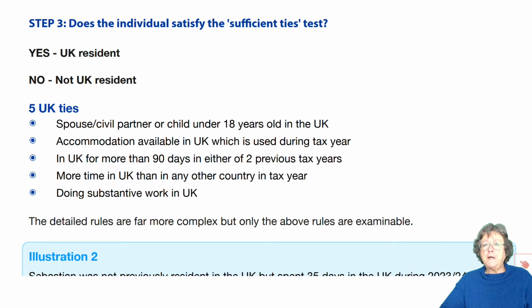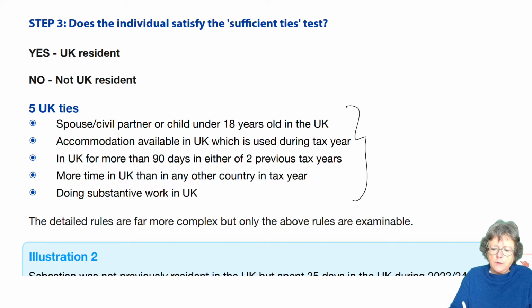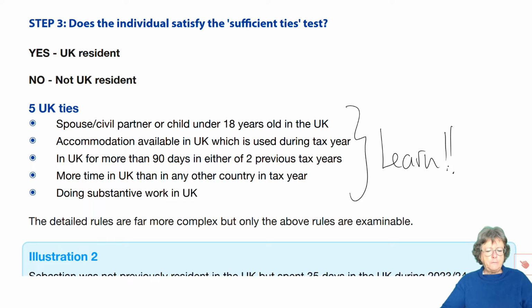There are 5 of them and you do have to learn them. Sorry, but you have to. Do you have a spouse or partner or a child under 18 in the UK? That's one of the ties. Accommodation, which is used during the tax year in the UK. Are you in the UK for more than 90 days in either of the previous 2 tax years? You spend more time in the UK than any other country, or you do substantive work. Now, these rules are complex, as it says here, but only those rules will be examinable.